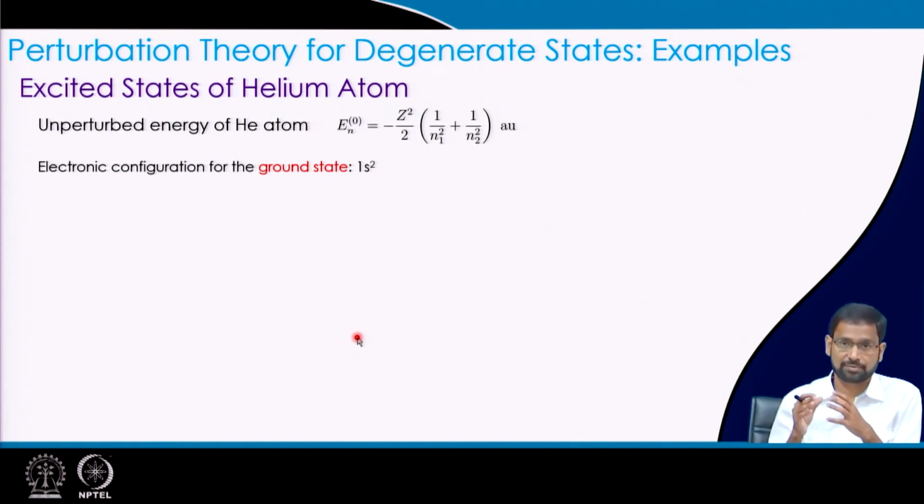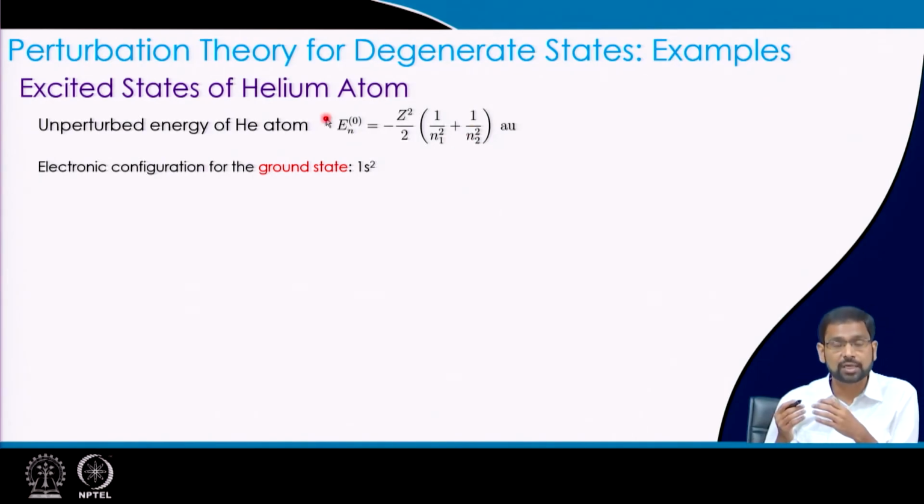In that case, the unperturbed energy of the helium atom is given by this expression based on the hydrogen atom solution, where Z is the nuclear charge. In this case, it is 2. Minus half is simply because it is expressed in atomic units, and 1 over n1 square and 1 over n2 square, where n1 and n2 are the principal quantum numbers of electron number 1 and electron number 2. So we are imagining as if there are 2 hydrogen atoms clubbed together to form this helium atom with no inter-electronic interactions. The inter-electronic interactions will be introduced as a perturbation. So this is the energy.